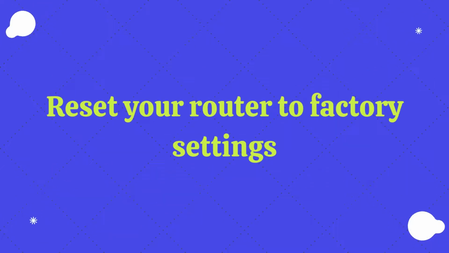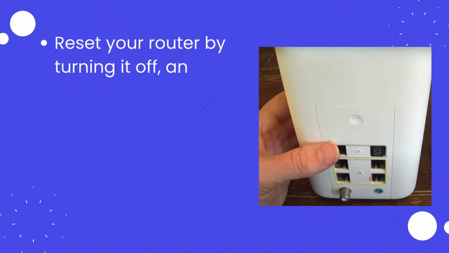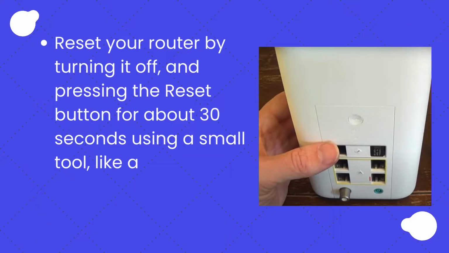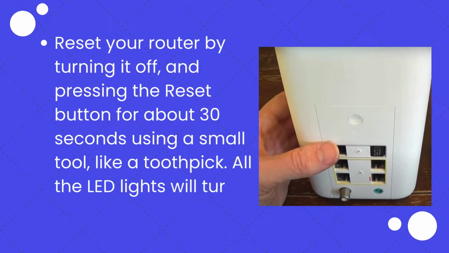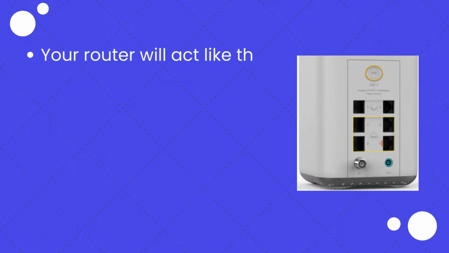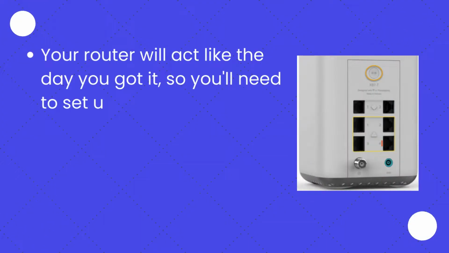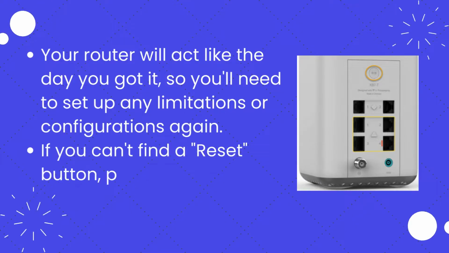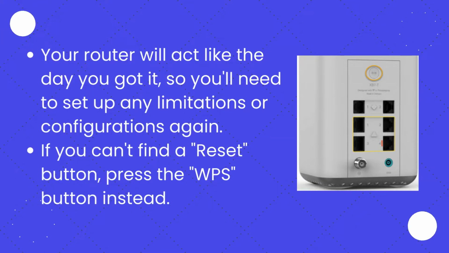Reset your router to factory settings. Reset your router by turning it off and pressing the reset button for about 30 seconds using a small tool, like a toothpick. All the LED lights will turn off. Your router will act like the day you got it, so you'll need to set up any limitations or configurations again. If you can't find a reset button, press the WPS button instead.